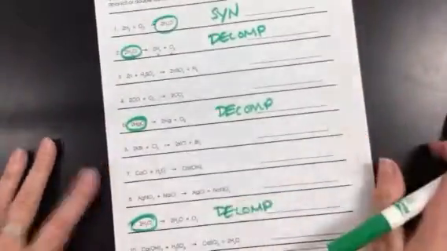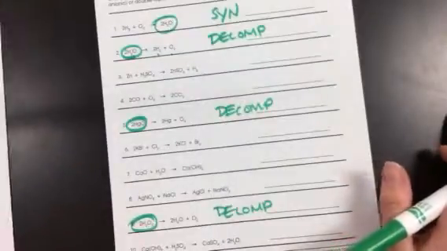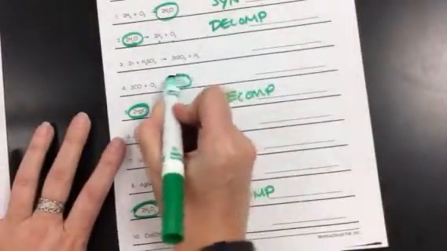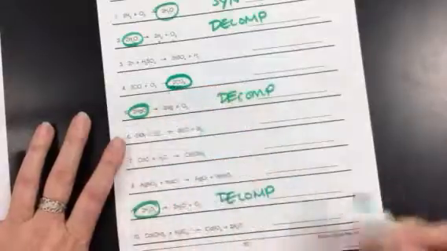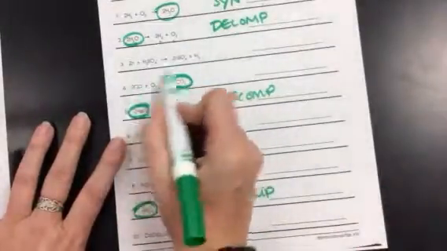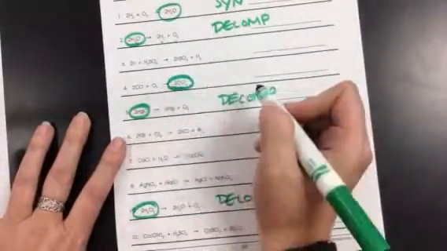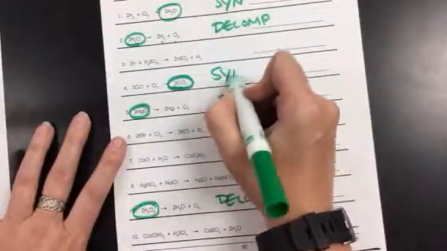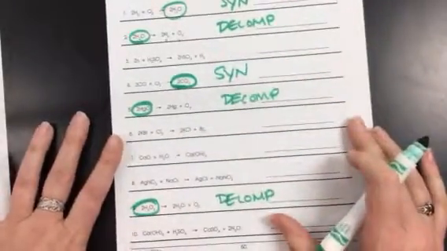Now looking at your other types of compounds, oh, I missed one. This one right here, we're making one carbon dioxide. Because we're making one of these formulas here for your carbon dioxide, that's a synthesis reaction.